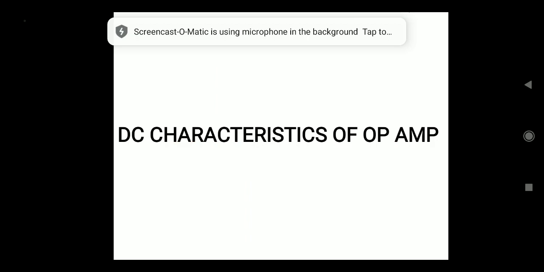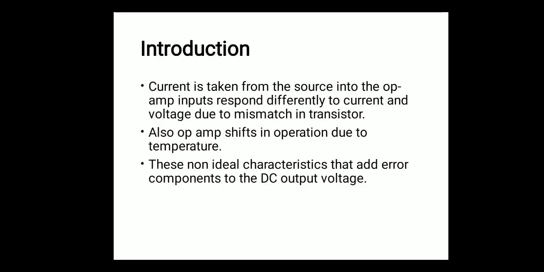DC characteristics of op-amp. Initially, an ideal op-amp draws no current from the source, but practically it is not possible. Current is taken from the source to the output terminal because of the mismatch of the transistors at the two inputs. So it will respond differently to the current and the voltage.